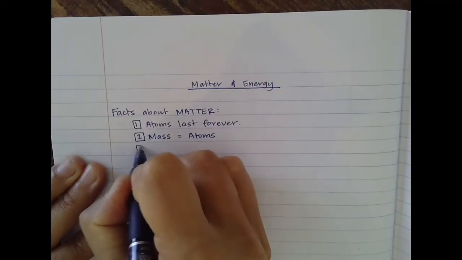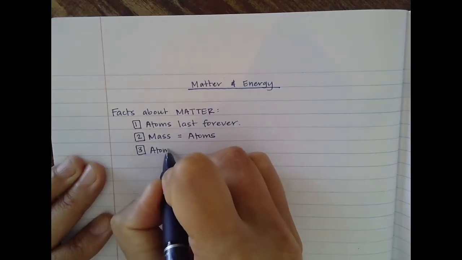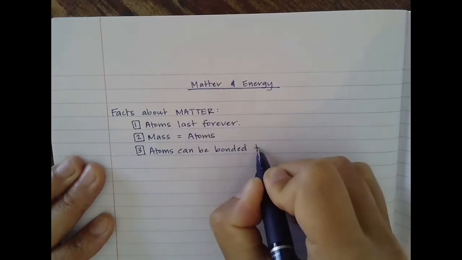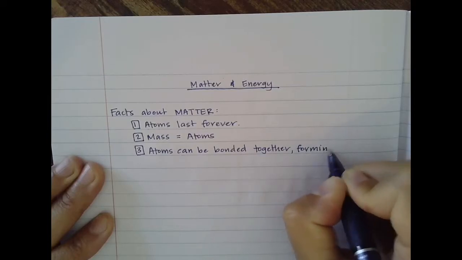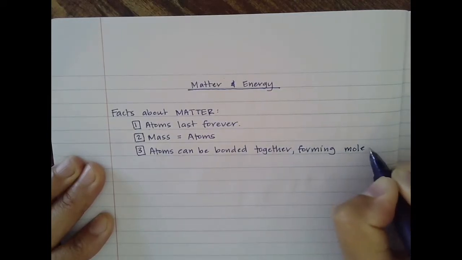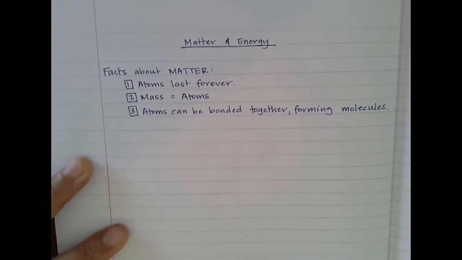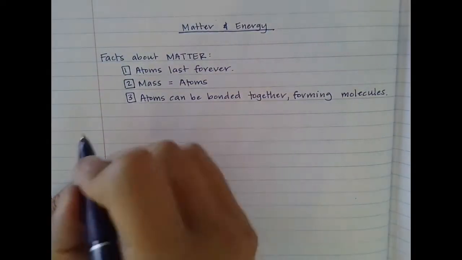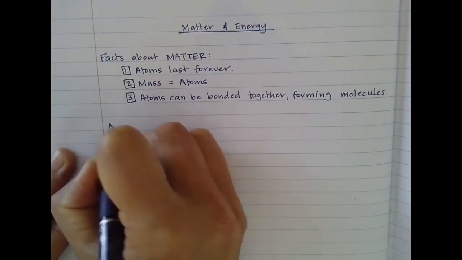And the last of our rules here is that atoms can be bonded together forming molecules. And we're going to spend most of the rest of this time talking about this last idea here, that atoms can be bonded together to form molecules. But before we can do that, we need to actually define what an atom is.